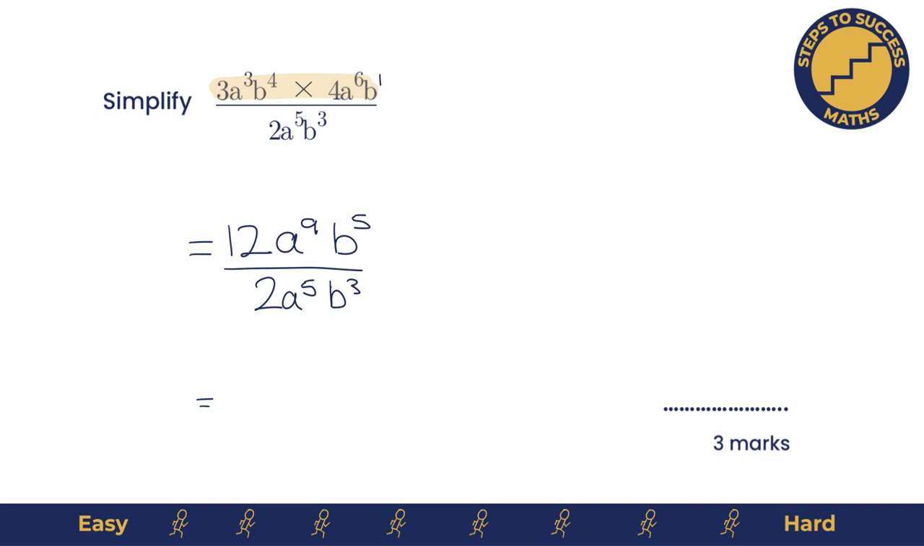So, number part first. 12 divided by 2, that's 6. A to the 9 divided by a to the 5, so 9 take away 5 is 4, so it's a to the 4. B to the 5 divided by b to the 3, 5 take away 3 is 2, so b to the 2.